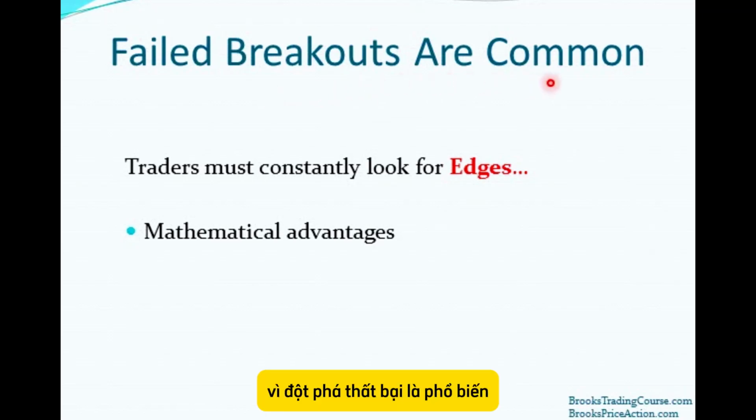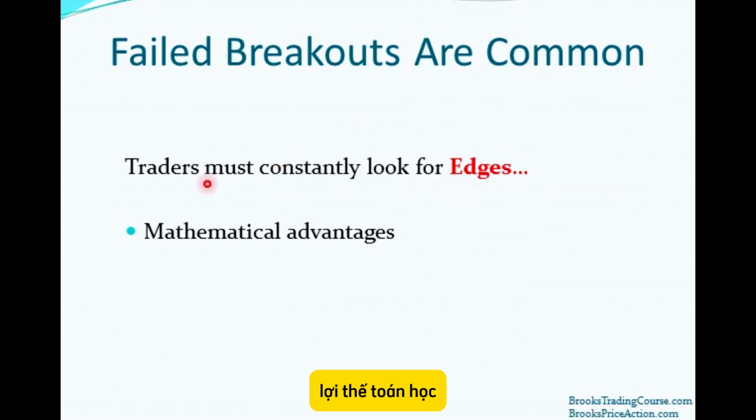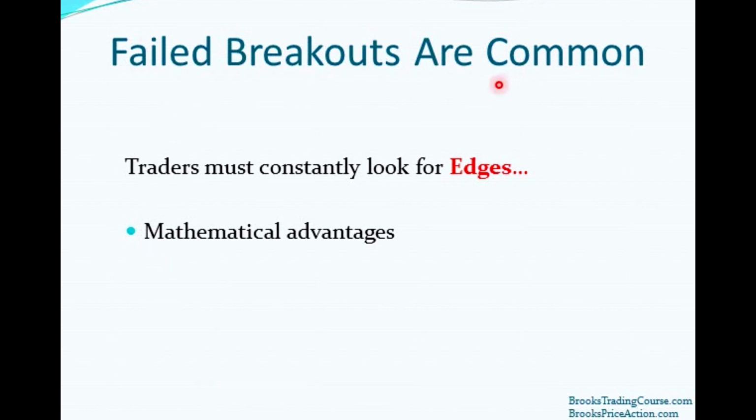Since failed breakouts are common, traders must constantly look for edges, mathematical advantages. To make money, you have to have an edge. You have to have a mathematical advantage. You need a positive trader's equation. And given that most breakouts fail, you have to take that into consideration when you're looking for trades.